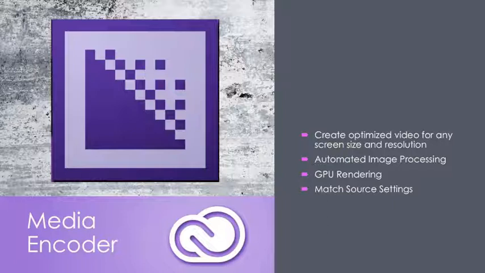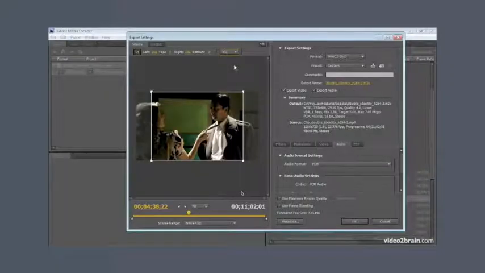Match source settings. If you've got different file types, you can sync key properties with the match source setting option to get better exports. And you can tweak options like resolution and bandwidth while ensuring integrity of your attributes and frames per second. So here's a look at Media Encoder.